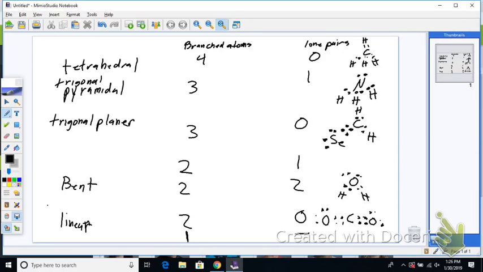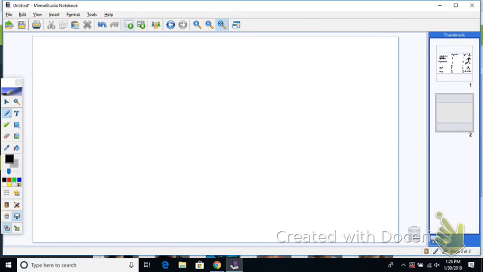Okay? Now, we're gonna take it one step further. I'm not going to be able to go through much of this today because I'm running out of time. But what I want to do is take a look at this one structure, and then instead of showing the dots, I'll show the line, and each line represents a shared pair.